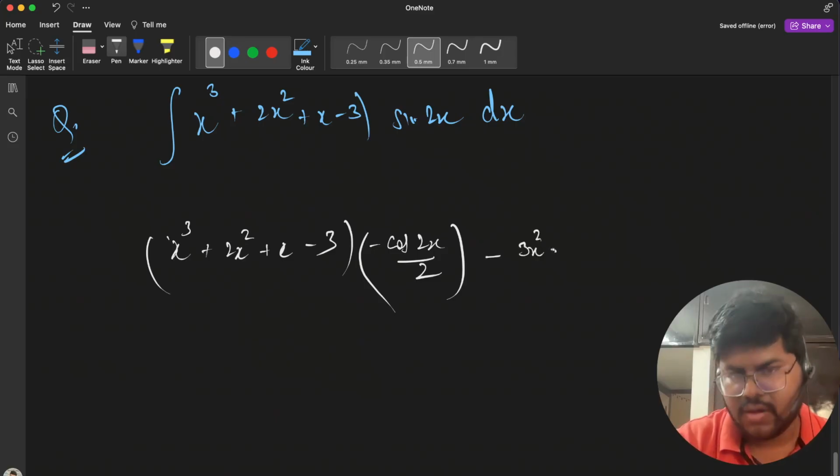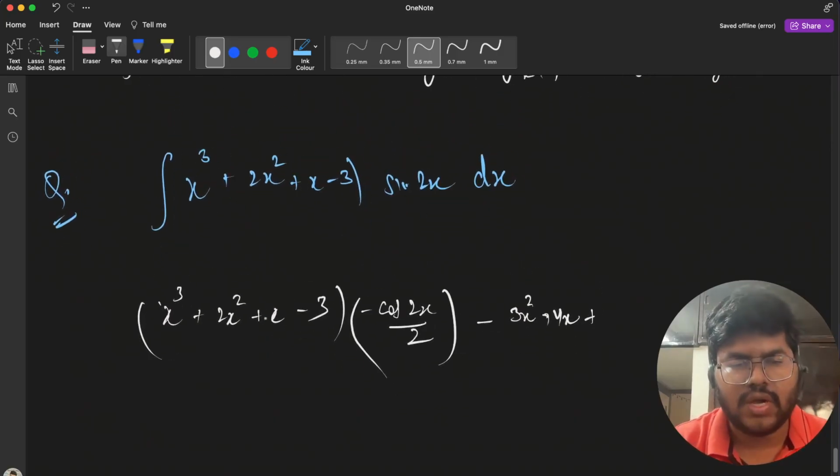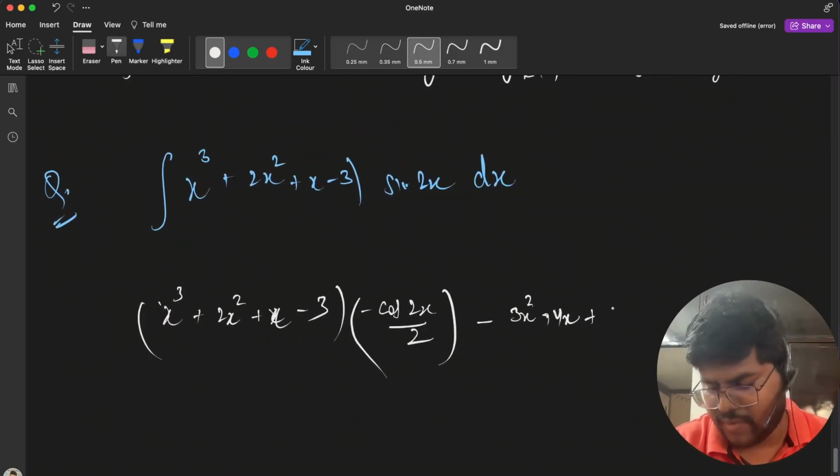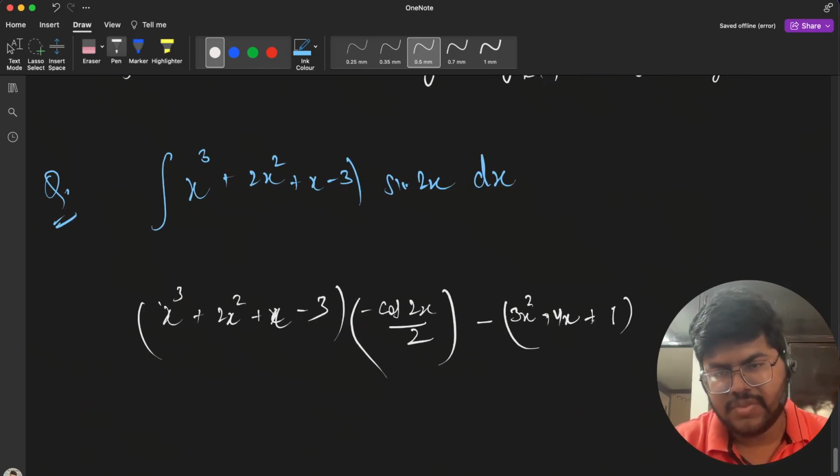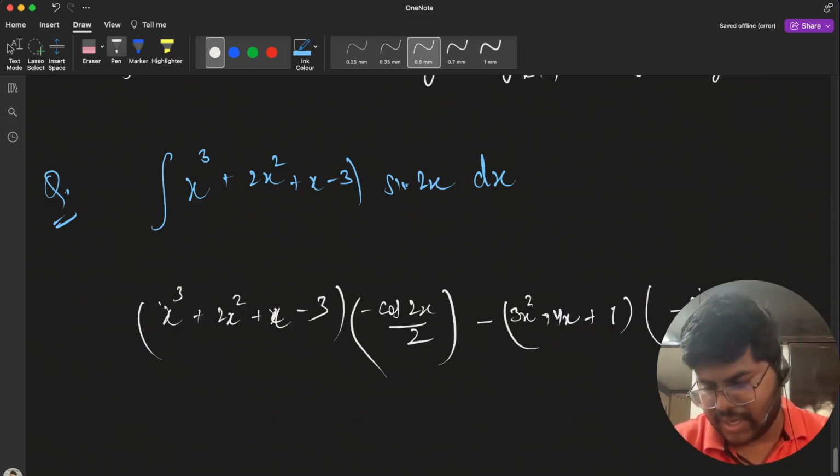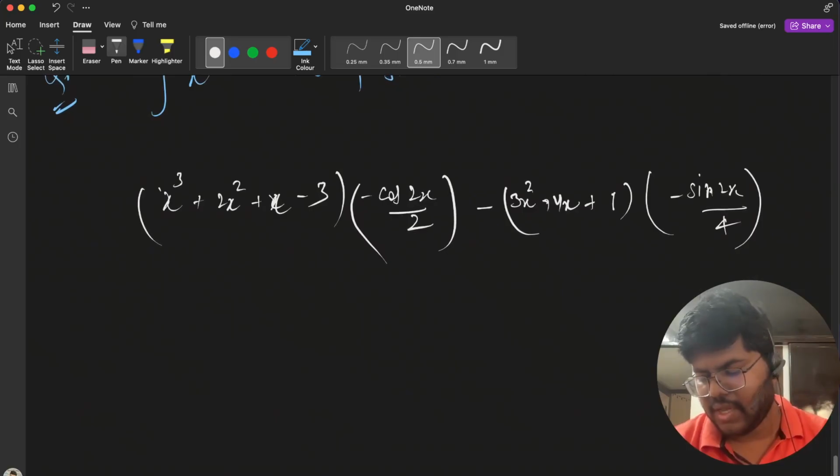3x square plus 4x plus 1, right? Times the second integral of sine 2x. The second integral of sine 2x means 2 times integration, which gives minus sin 2x divided by 4, right?